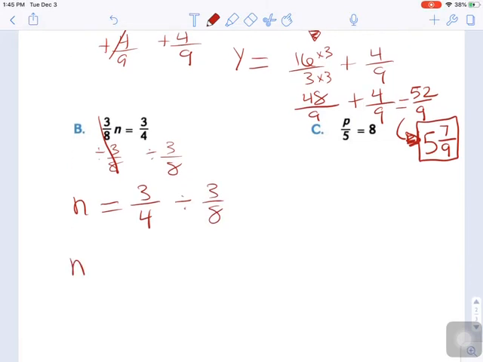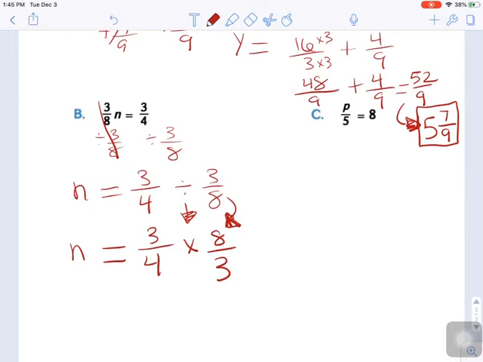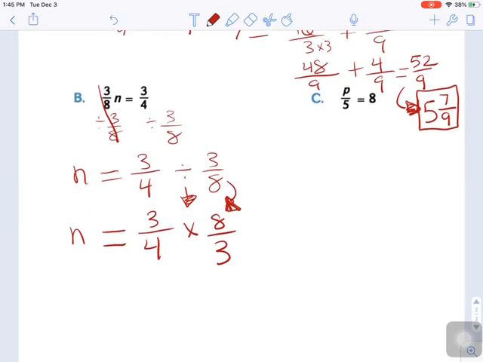Remember, when I am dividing with fractions, I'm going to keep, change, flip. So I'm going to keep 3/4, change division into multiplication, and flip my second fraction, or do the reciprocal, 8 over 3. Now, if you want to multiply and simplify after you multiply, you can. I'm going to simplify first.